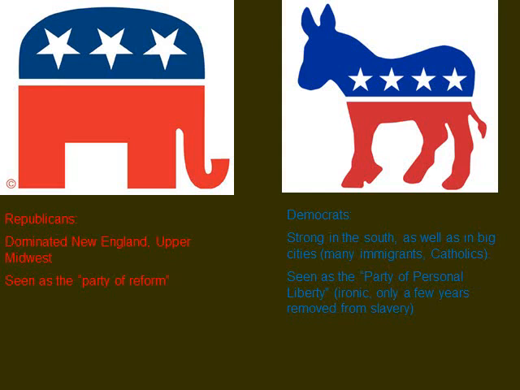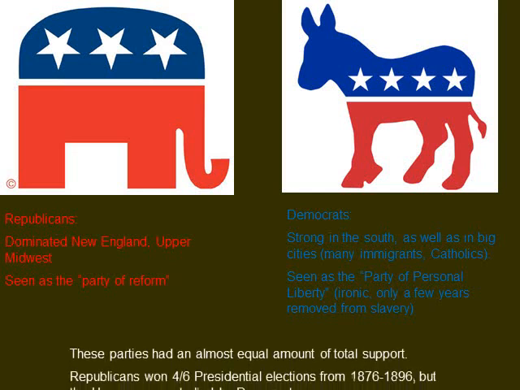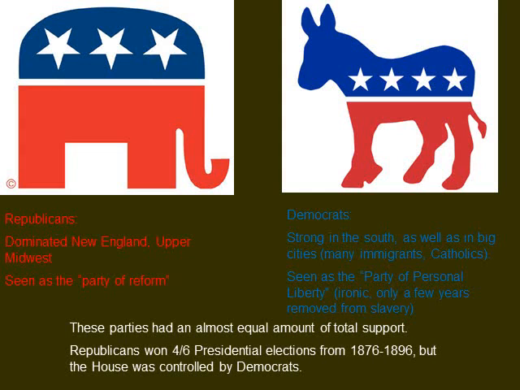And they see themselves as the party of personal liberty. This is kind of ironic because we're only a few years removed from slavery, and the Democrats, many of them, strongly supported slavery, although not all of them. So you have these two parties that are appealing to different parts of the country and different types of people, which is, of course, a theme that continues throughout American history.